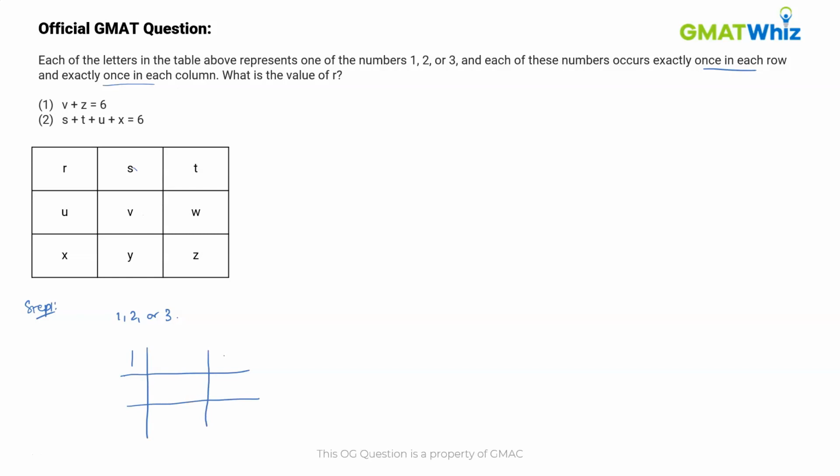then 1 cannot occur in this part of the row and in this part. Similarly, 1 cannot also occur in this part of the column. So this is what the question means. So we can conclude the same thing for the other numbers as well. Since there is not much that we can infer from the question, we move on to step 2.